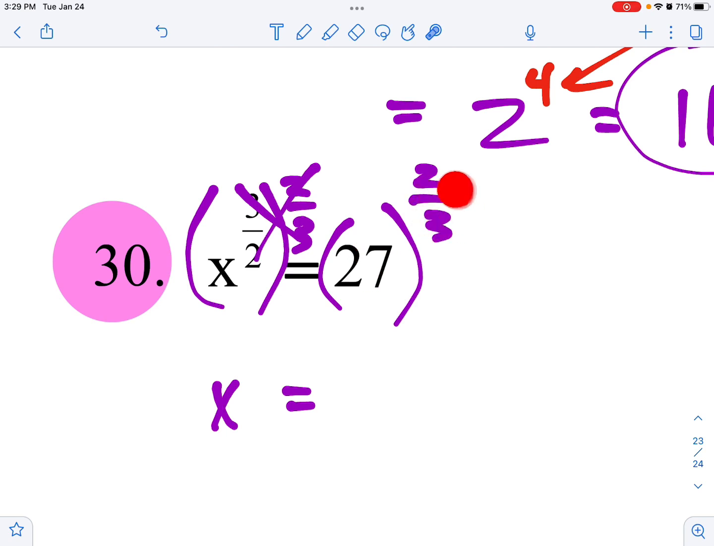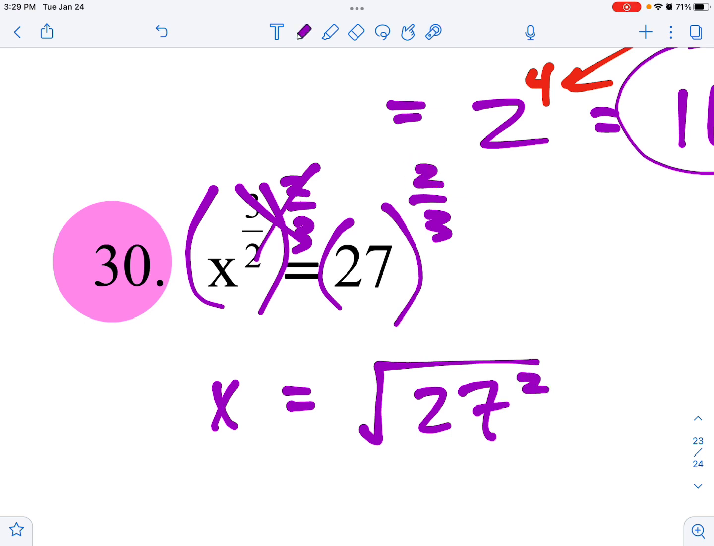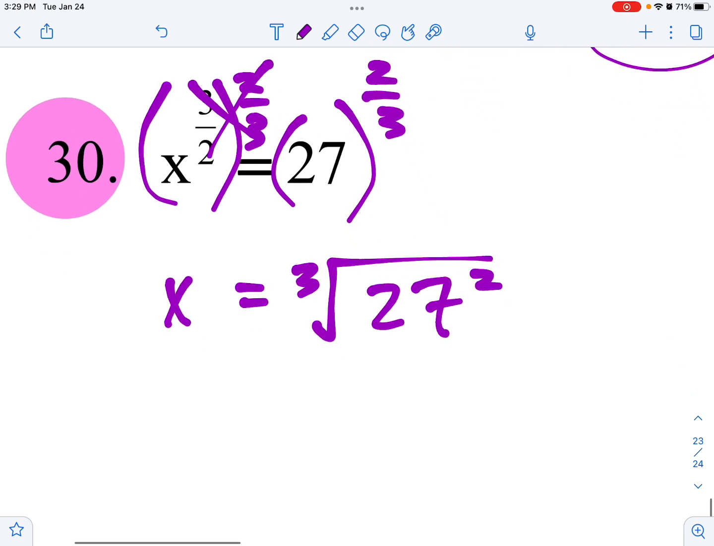27 to the 2/3. I'm pretty sure I know how to rewrite that as a radical. Sorry, I misspoke. The 2 is what goes here. The 3 is what goes in front of the radical. I'm going to break down 27. It's 9 and 3, and 9 is 3 and 3.